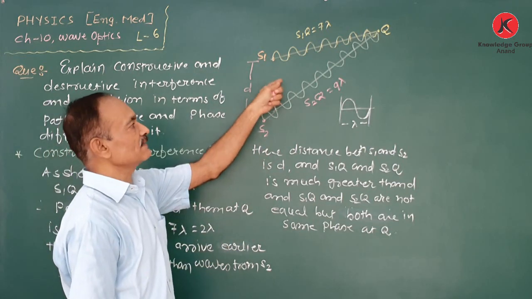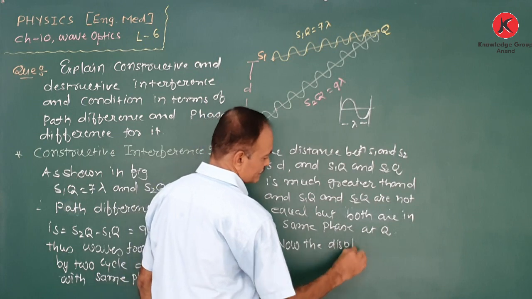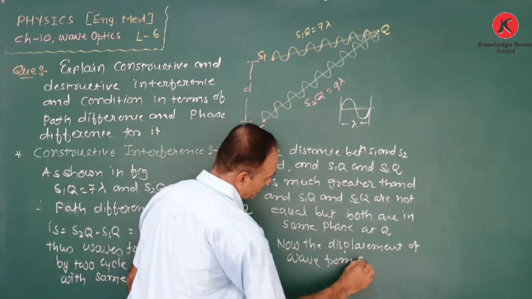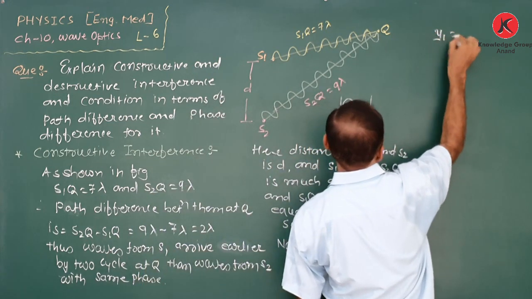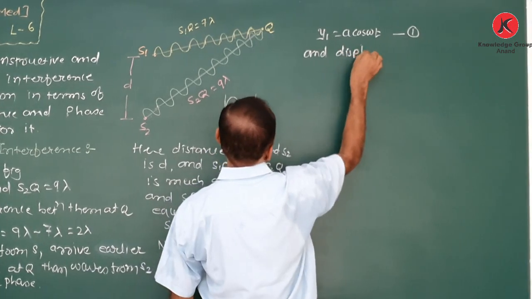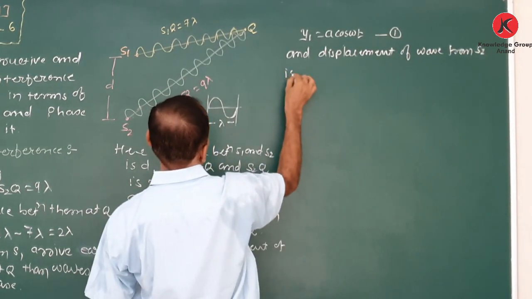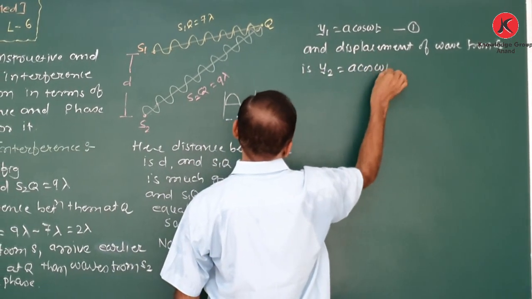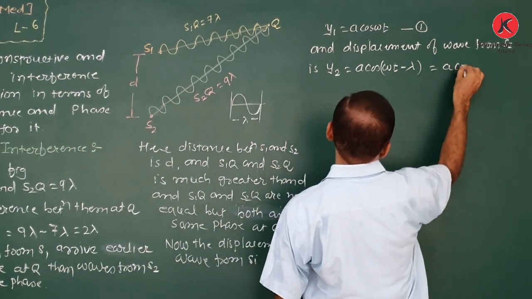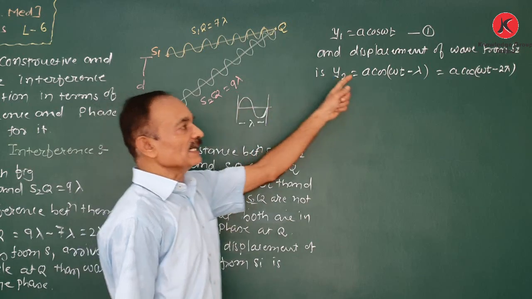Therefore, the displacement of the wave from S1 is Y1 equal to A cos omega t, equation 1, and the displacement of the wave from S2 is Y2 equal to A cos (omega t minus 2 pi). Because the path difference lambda is equal to 2 pi phase difference.